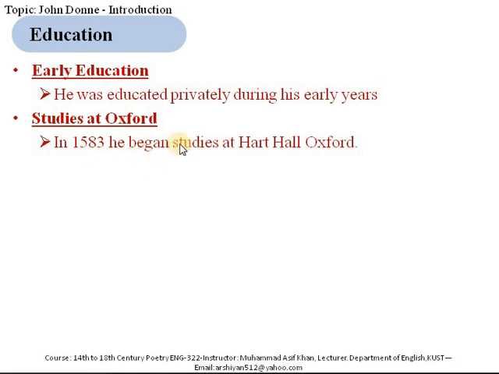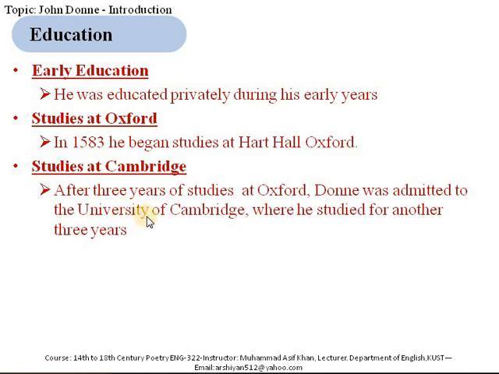But we see that after 3 years of studies there, John was admitted to the University of Cambridge, where he studied for another 3 years. But unfortunately he couldn't obtain the degree from either Hart Hall, Oxford, or Cambridge, because from either institution he had to take an oath of supremacy, and because he was Catholic he refused to take that oath. That was the main requirement to get that graduation. So he studied at Oxford, also studied at Cambridge, but couldn't obtain the degree.